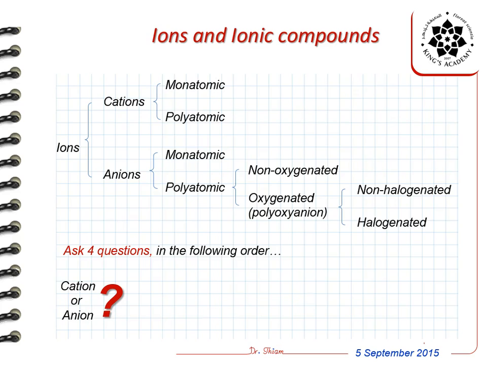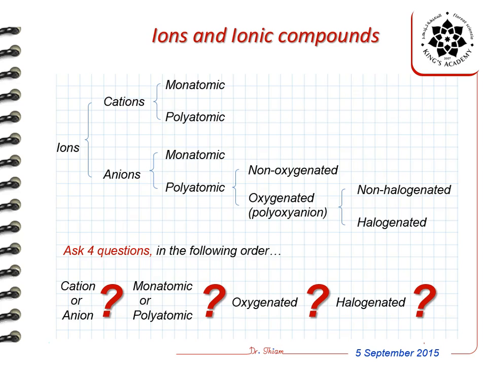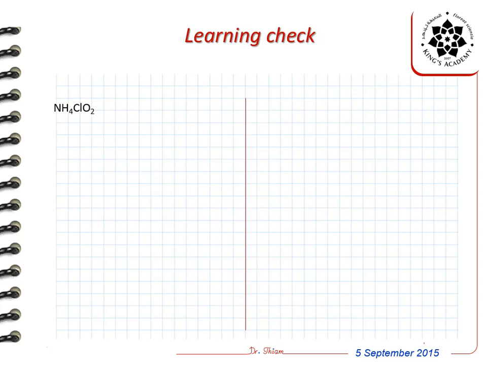Number 1, you should ask yourself, what am I naming here? Is this a cation or an anion? Then, is it monatomic or polyatomic? And then is it oxygenated or is it halogenated? If you ask yourself these questions in this order, it will make it a lot easier. I'll put this in an example so that you can see how it works. Let's use this example here. If I break this into two particles, a cation and an anion, hopefully you can see that the cation will be NH4 plus and the anion would be ClO2 minus.